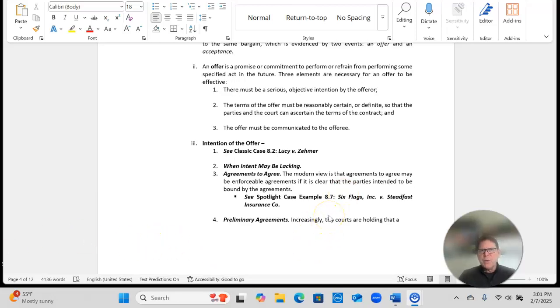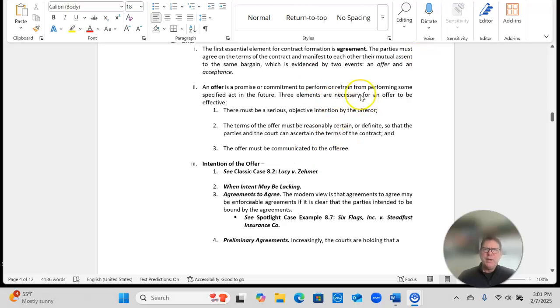Once we define offer, which we just did, we need to talk about things that aren't offers. Generally speaking, a non-offer is something that is made that is not serious. There's no present intent or objective intention to enter into a contract. It is not reasonably certain or definite in its terms, and it's not communicated to the offeree. If any of these three elements are lacking, then we don't have a formal offer. And what does that mean? That means the statement is incapable of being accepted, thereby binding the parties to the contract.